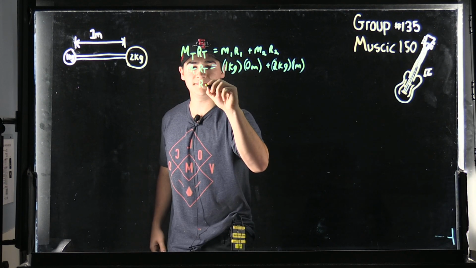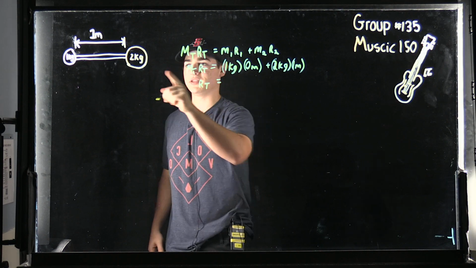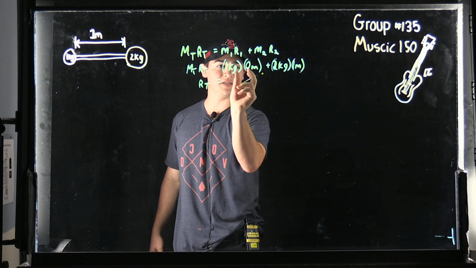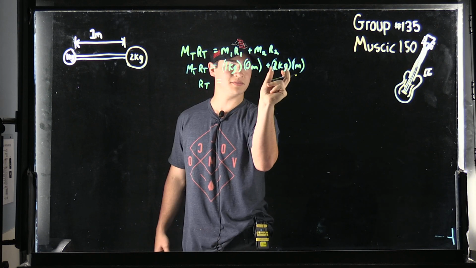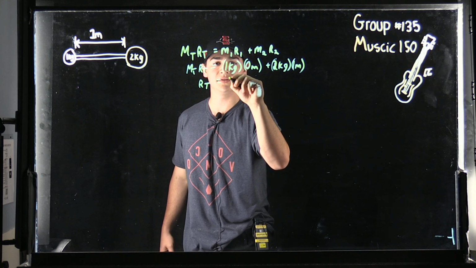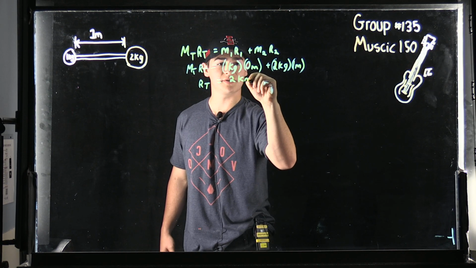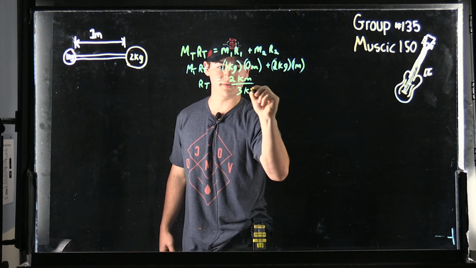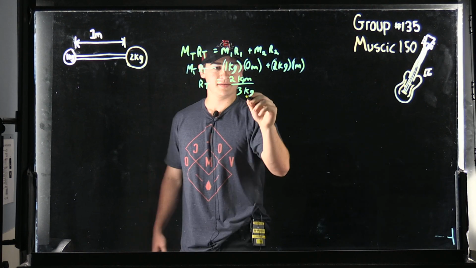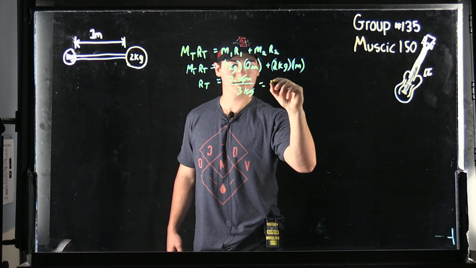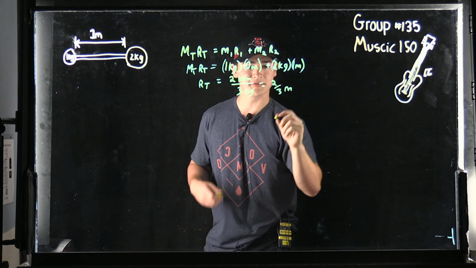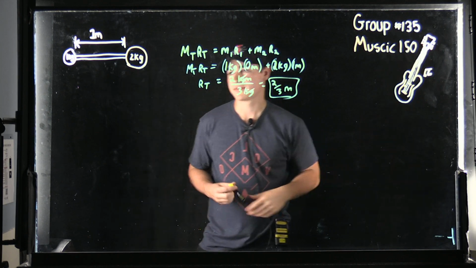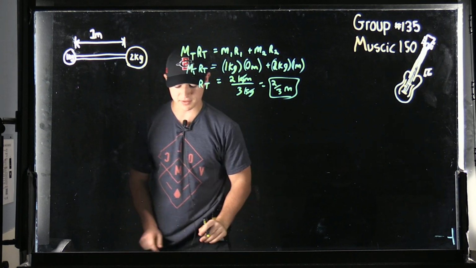Now let's divide everything by the total mass. The total mass of this is 1 plus 2, 3. And the addition of 0 plus 2 is 2. So it's going to be 2 kilogram meters divided by 3 kilograms. 2/3 meters is your center of mass. All right, now let's get moving on.